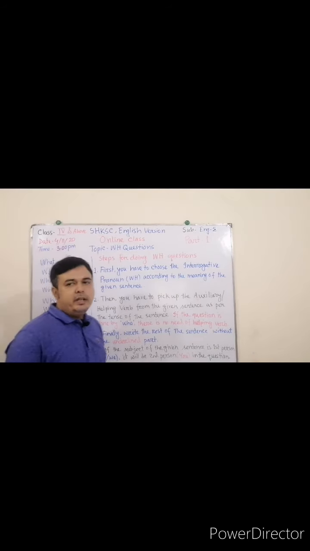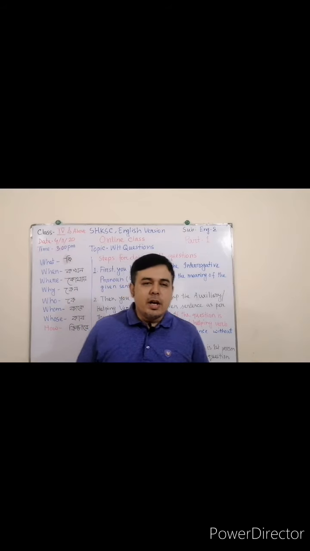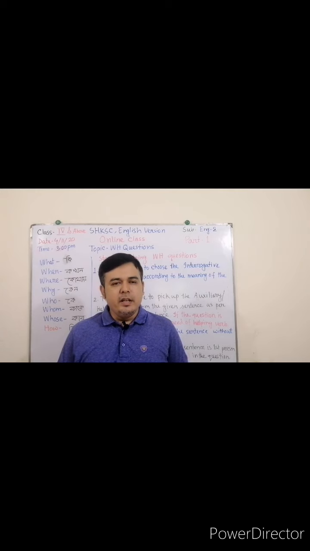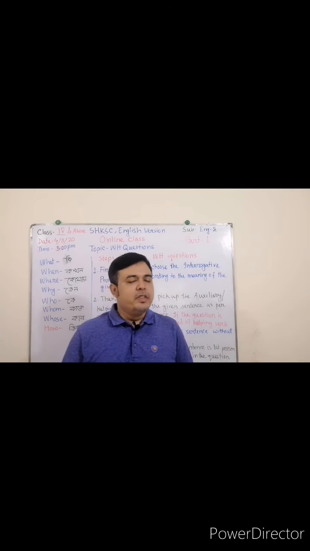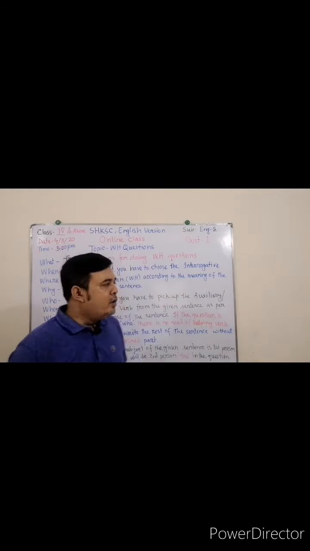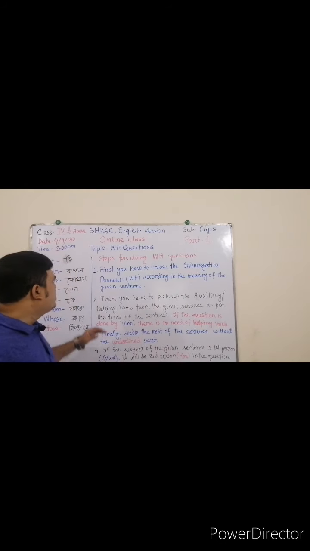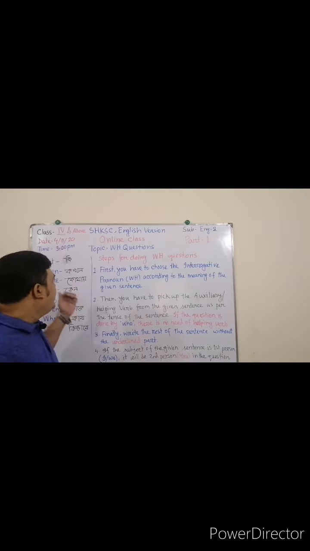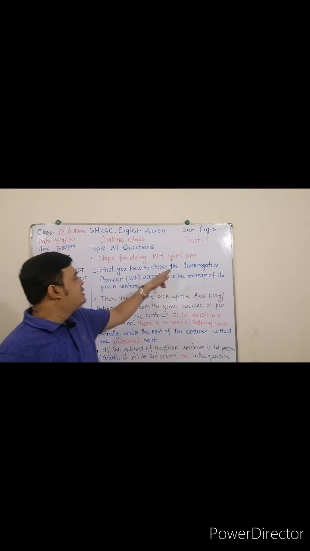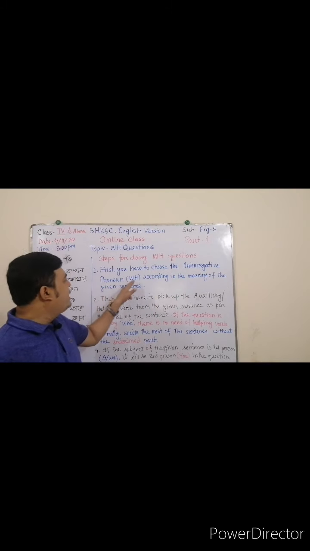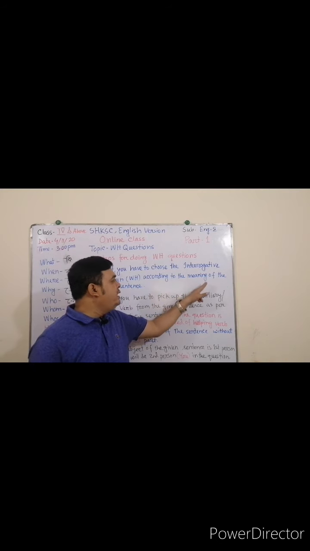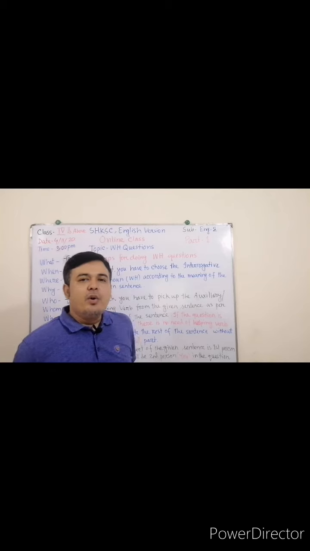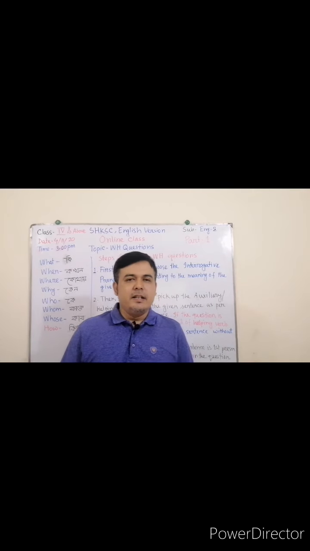After knowing these 8 WHs, which are very important, we have to know the rest of the part, the rules. What are the rules? Steps for doing WH questions. First, you have to choose the interrogative pronoun, the WH word, according to the meaning of the given sentence. Clear? According to the meaning of the given sentence.